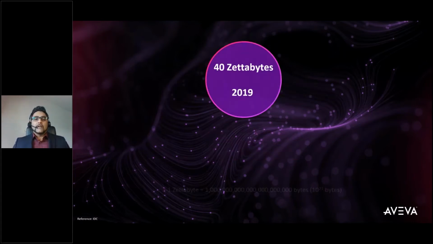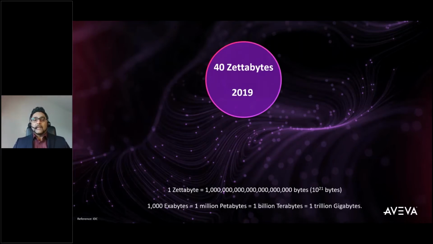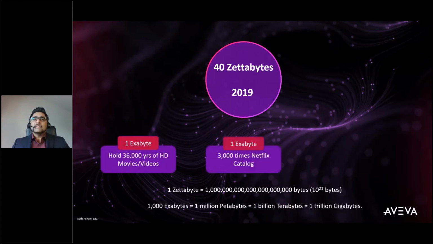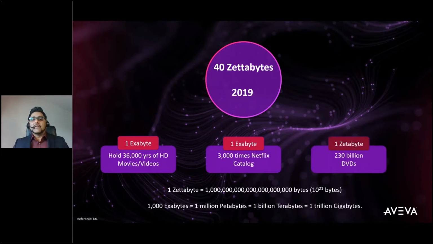So as you can see on your screen here, IDC projected and also estimated that in 2019, we would basically consume about 40 zettabytes of data. Now, 40 zettabytes of data, so we know what this really means in our everyday world, it's about 3,000 times the Netflix catalog is 1 zettabyte. And if you convert it upwards, you see 230 billion DVDs is 1 zettabyte of burnt data. Now, if you multiply that by 40 times, you get 40 zettabytes. So that's a lot of data, right?